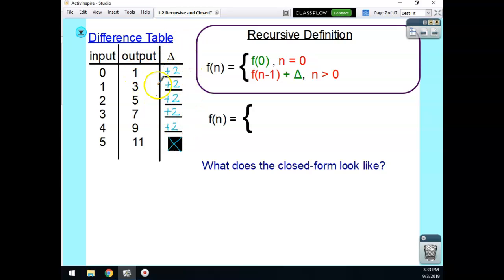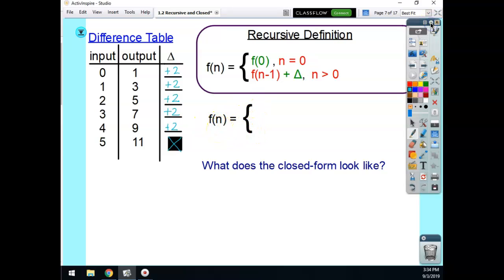Now, since all of the deltas are constant, that means that we have a linear function. And when we have a linear function, we can write a recursive definition and a closed form definition. For the recursive definition, we have to start with this piece right here. The function of n is equal to, again, we're only using the output at 0 and the delta at 0. Those are the only two things that we need for both the recursive and the closed form definition.